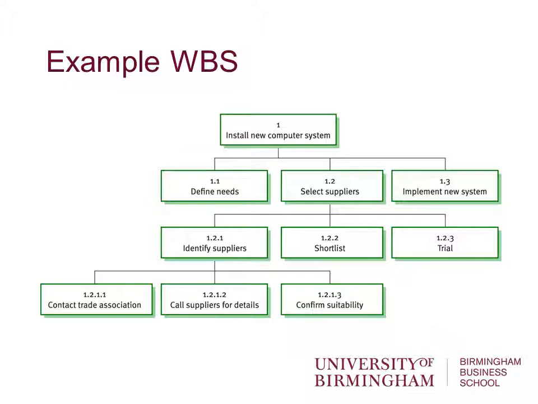And then under 1.2, which is selecting suppliers, they decided that they need to identify the suppliers, shortlist them, and then trial them. And then in terms of 1.2.1, breaking that down to more detail, how do we identify suppliers? Maybe contact the trade association, maybe call suppliers for details, confirm their suitability. Then you could go into more detail still if you wanted to. And what we're doing here is getting to specific activities that need to be carried out in order to deliver the project.